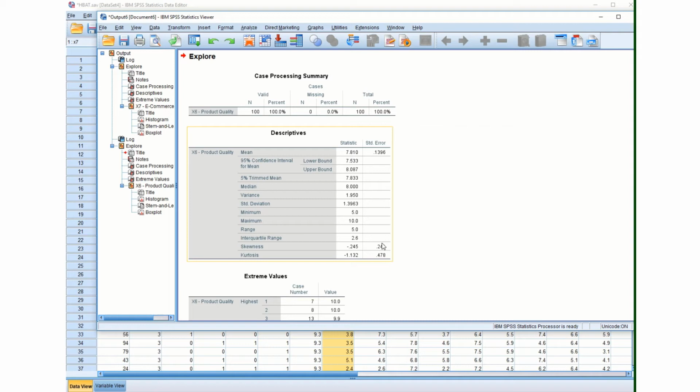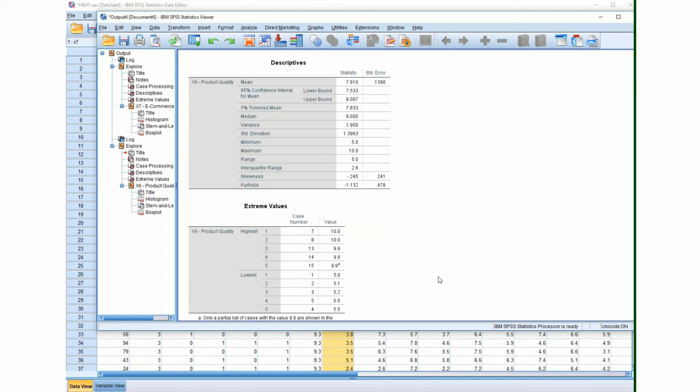So we have 7.81 plus our 3.48. So anything above 11.29 is problematic. And then we want to take that 3.48 away from 7.81, and then anything below 4.33 on this variable would be problematic.